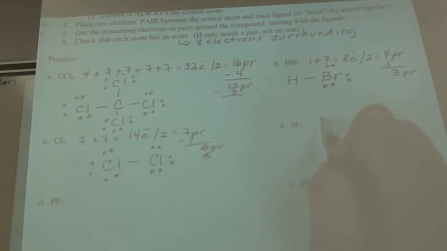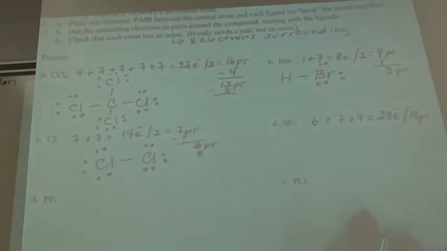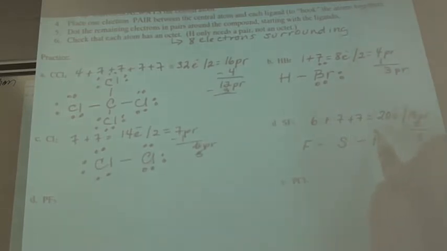Sulfur has 6. I have 2 fluorines, each of which have 7. So now I have a total of 20 electrons for 10 pair. Which one would be the central atom? Sulfur. And the fluorines are called the ligands. I'm going to use 2 of my pair to hook these together. I have 8 pair left. I start with the ligands first and then the central atom.